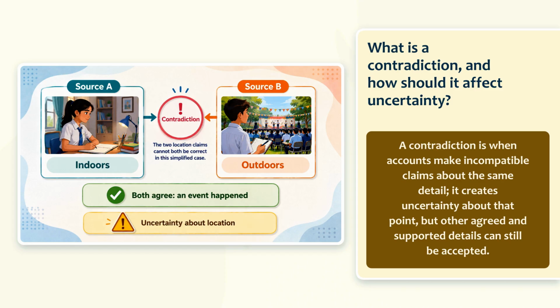The shared agreement box helps limit the doubt. A contradiction is when accounts make incompatible claims about the same detail. It creates uncertainty about that point, but other agreed and supported details can still be accepted. The uncertainty should stay focused on the disputed detail. Next, we will see how new discoveries or better readings can revise an explanation.